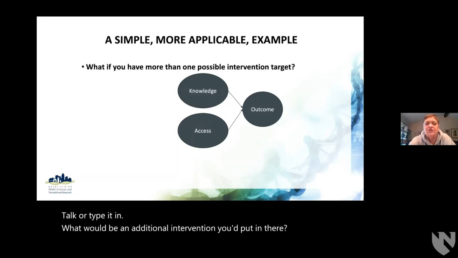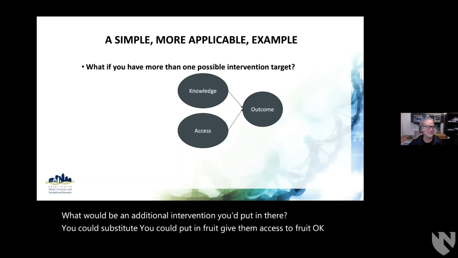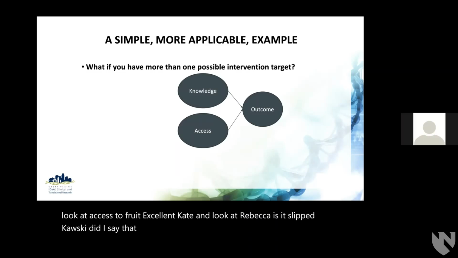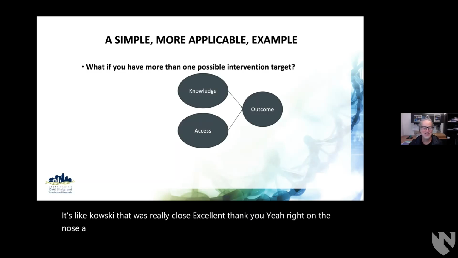Well, you could substitute, you could put in fruit, give them access to fruit. Okay, look at access to fruit. Excellent, Kate. And look at Rebecca. Is it Slitkowski? Did I say that right? Yeah, it's Slitkowski. That was really close. Excellent, thank you. A carrot, not a stick. That's very funny. Although I think also meaningful there, Abby.